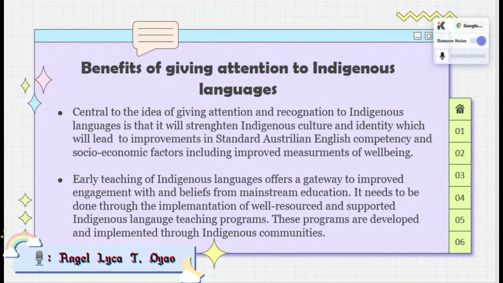So, in the benefits, it's central to the idea of giving attention and recognition to indigenous language that it will strengthen indigenous culture and identity, which will lead to improvements in standard Australian English competency and socioeconomic factors, including improved measurements of well-being. So it focuses moreover on the language of the indigenous people, which helps them to strengthen the culture of indigenous people and their identity.